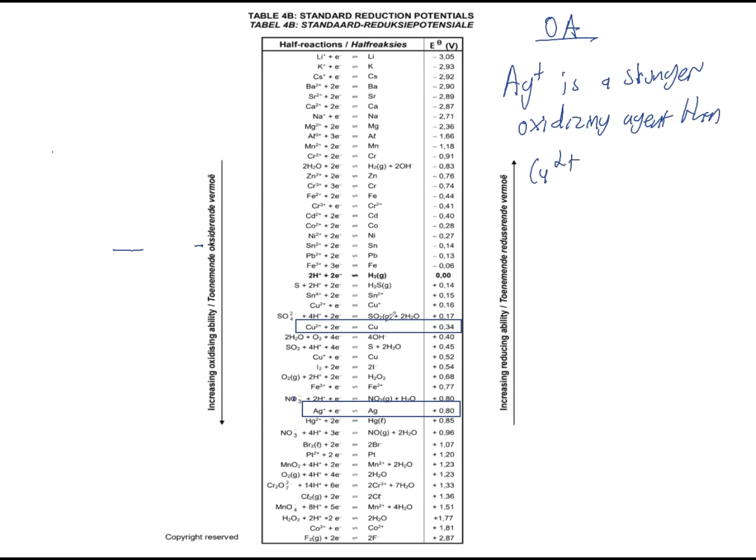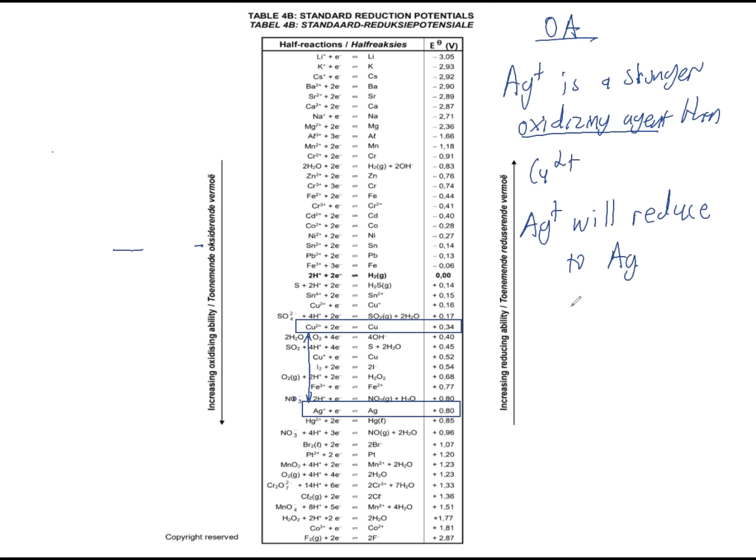Remember, when I speak about oxidizing agents, I must only compare the ones on the left here. So Ag+ is a stronger oxidizing agent than Cu2+, which means that the Ag+ will, remember, what does an oxidizing agent do? Ag+ will reduce to what? To Ag. That's if you choose to explain using oxidizing agents.